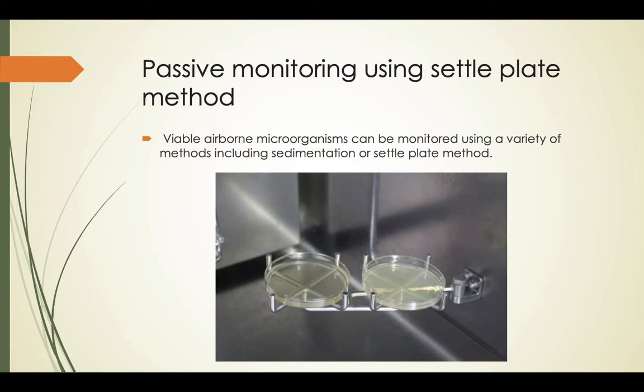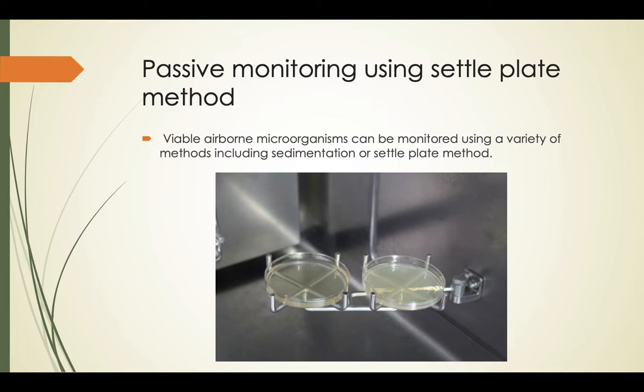Okay, so passive monitoring using settle plate, or the gravity plate, or the sedimentation technique. Passive monitoring uses settle plates, that you can see here, which are standard Petri dishes containing culture media. And the idea is that we expose them to the air for a given period of time in order to collect biological particles, which we call the sediment. And afterwards, we incubate these Petri plates. The results are usually expressed in colony forming units per plate per time, or colony forming units per area per hour. So two factors are considered.